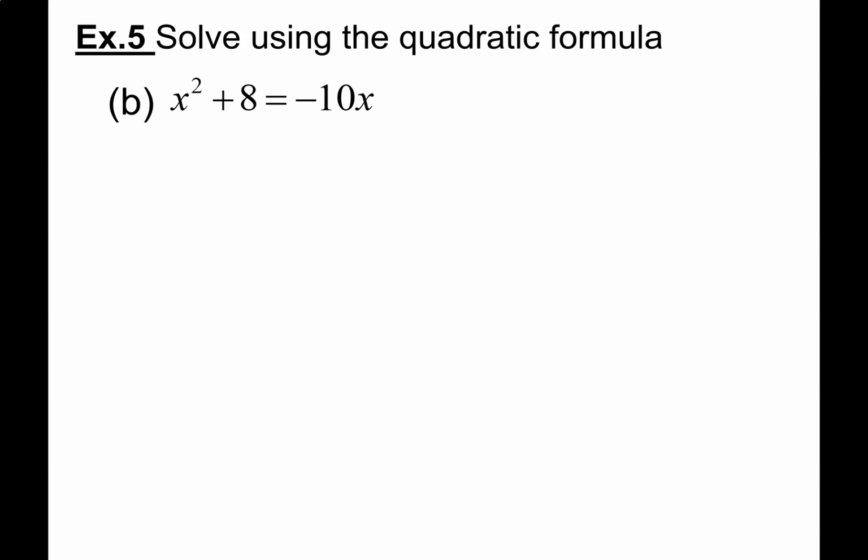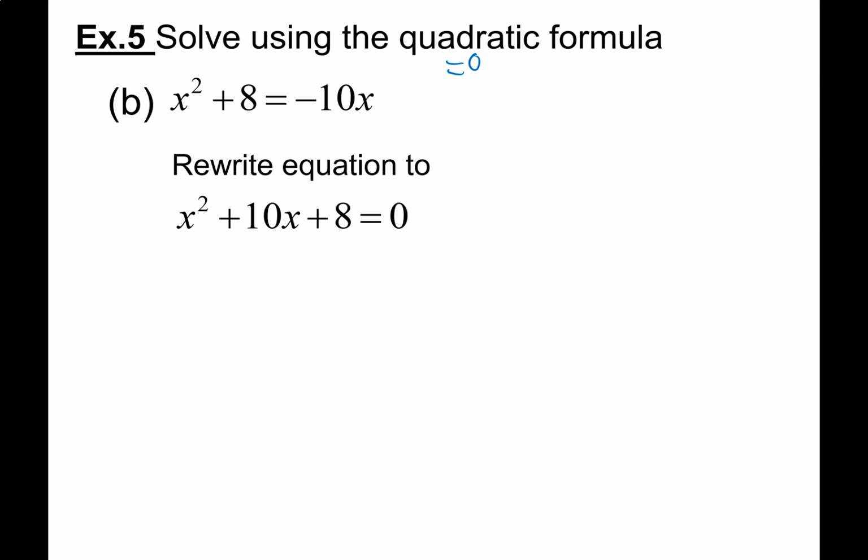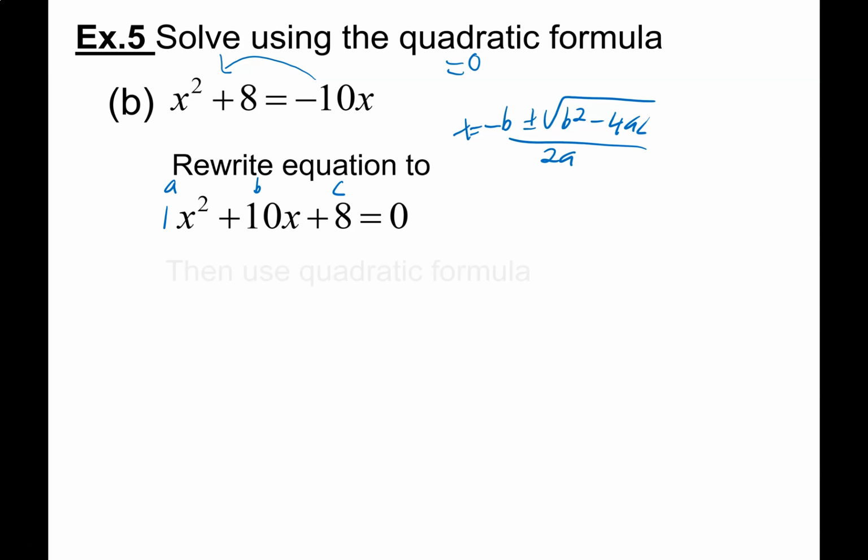Okay, let's try this one out. Again, to use the quadratic formula, I need it to equal 0. So I'm going to move the 10x over here. So my a is 1, my b is 10, my c is 8. So x equals negative b plus or minus the square root of b squared minus 4ac all over 2a. And then I just plug in. Every a becomes a 1, every b a 10, every c an 8.